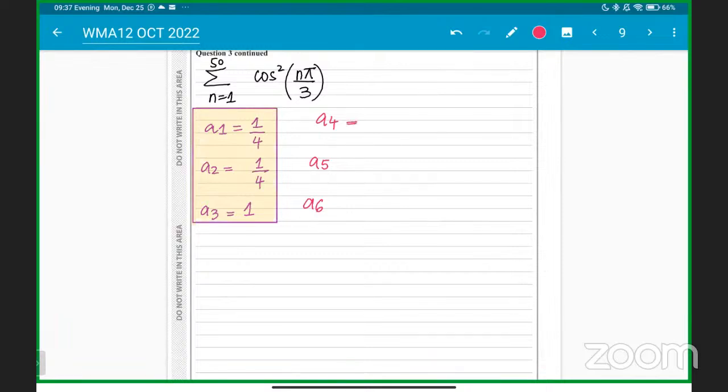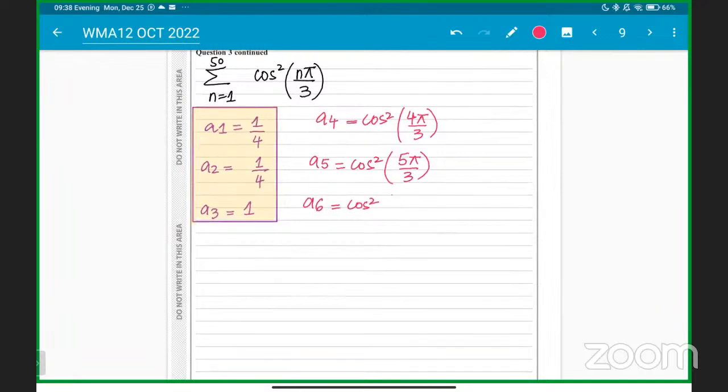So A4, when you plug in A4, it is cos square of 4 pi over 3. A5 will be cos square 5 pi over 3, and A6 will be cos square 6 pi over 3. Understood? So what is the answer coming? This one is coming again 1 over 4 in the calculator, right?